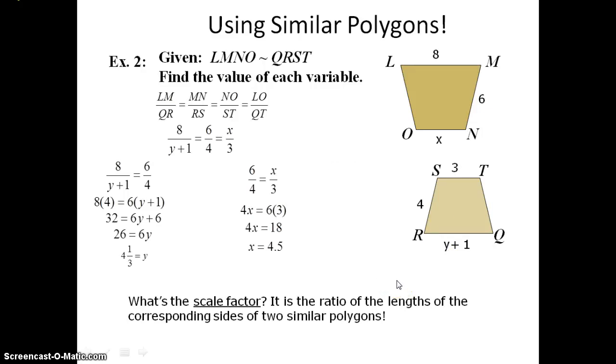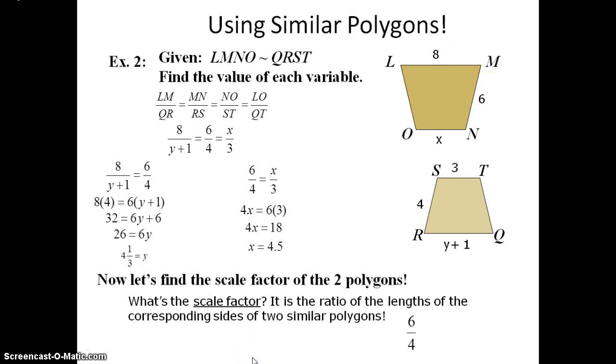What's the scale factor? It is the ratio of the lengths of the corresponding sides of two similar polygons. So, the scale factor for this one is going to be 6 over 4 or 3 over 2, because we want to reduce it. So it's how you go from one to the other one. That's what the scale factor is. So that would be 6 over 4, which we reduce to 3 over 2.